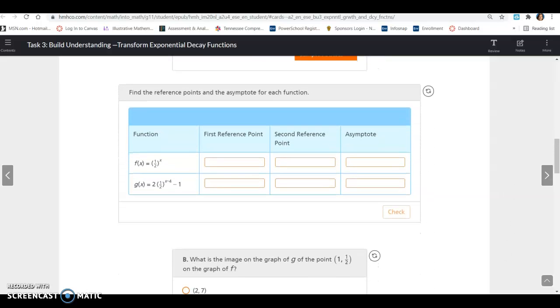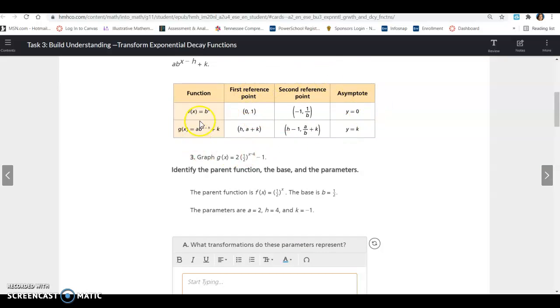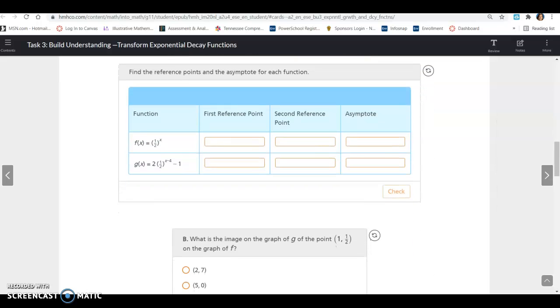All right, find the reference points and the asymptote for each function. All right, so the reference points, we're going to use this right here. All right, so we're going to start with 0, 1. And -1 over 1 over b. So we're going to start with 0, 1. This is our parent function. Our second reference point is -1, and then 1 over b.